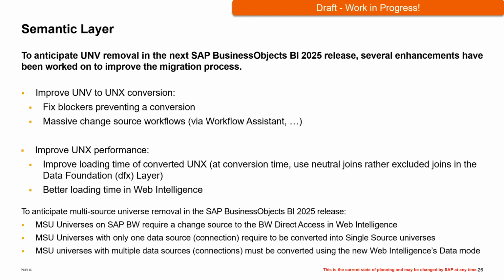Let's talk semantic layer for a moment. So in anticipation of the fact that with BI 2025, as we have said many times with Wiiisdom and others, at the end of 4.3's mainstream maintenance cycle, we end UNVs. You finally have to have moved to UNXs. So in anticipation of that, a couple of things that we did. Number one, we've tried to make it easier to move from UNVs to UNXs. We know that there are some common blockers out there in that conversion process that would have prevented an easy conversion. So we've tried to fix as many of those as we could identify.